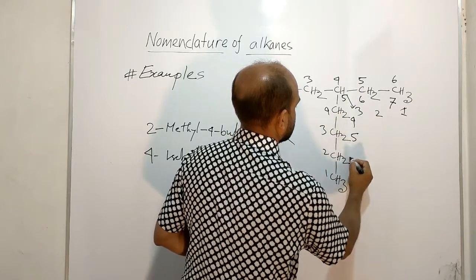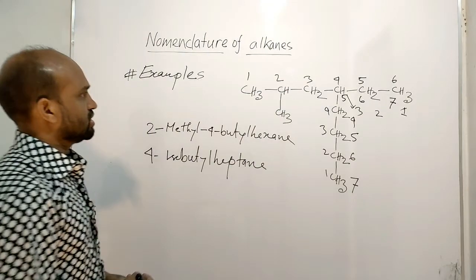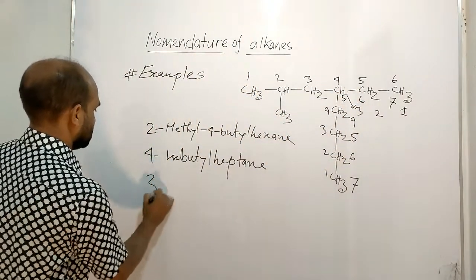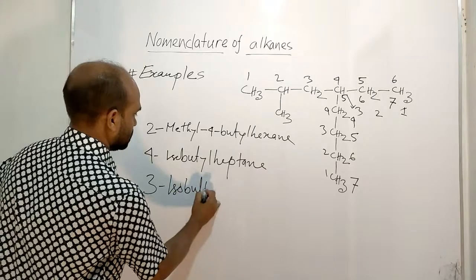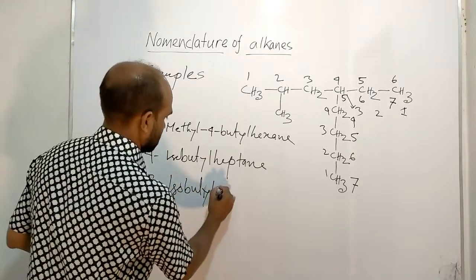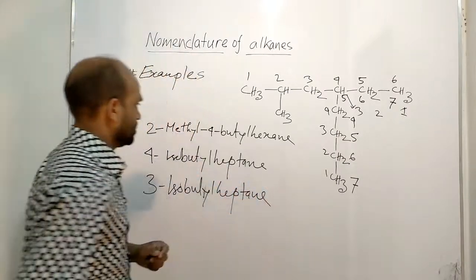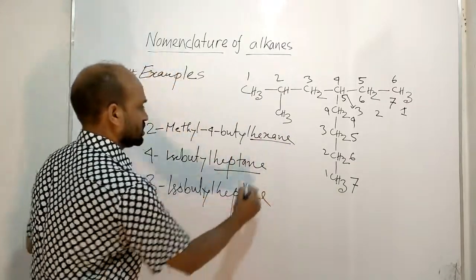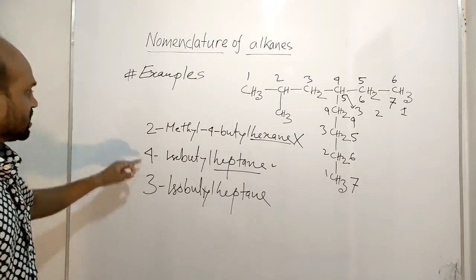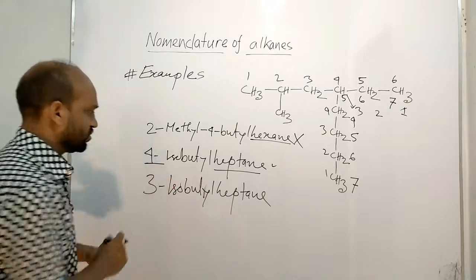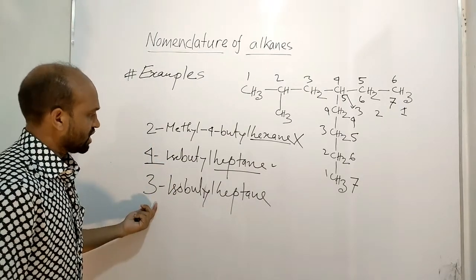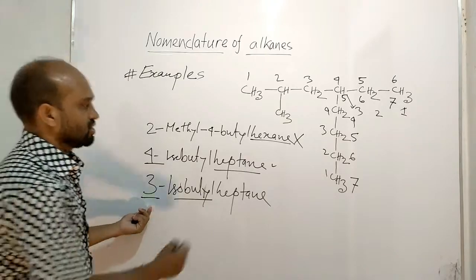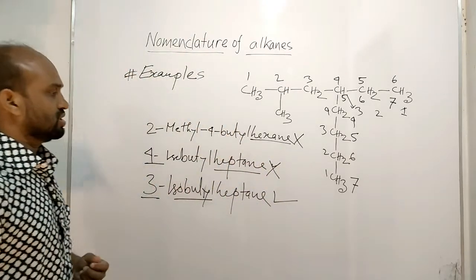Then we'll get 3-isobutylheptane. So here there is a matter of longest chain. Hexane here, heptane here. So the first will not be the name. Again, isobutyl is expressed by 4 in one name, and in this name, isobutyl is expressed by 3. So substituents are expressed with lower number. Then the other is not correct. This is the accurate name of this compound.